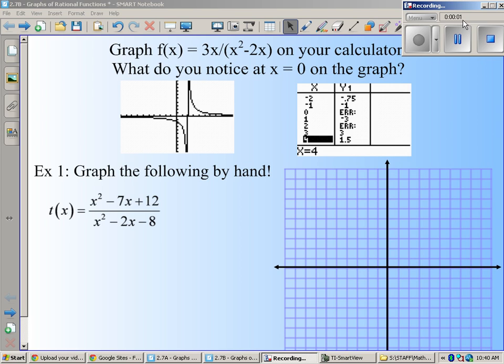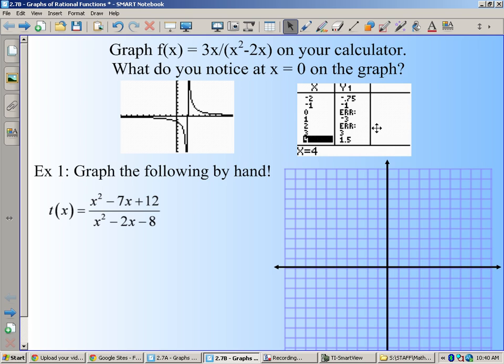Welcome to section 2.7b, graphs of rational functions. This is a continuation of the last section. So we're going to be doing things like graphing things by hand, just like we did in the previous one.